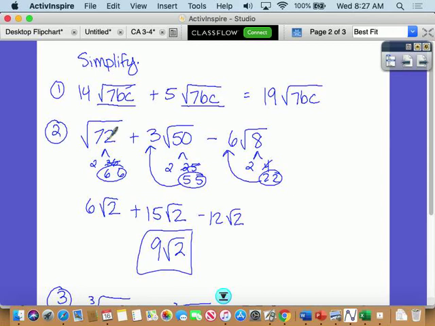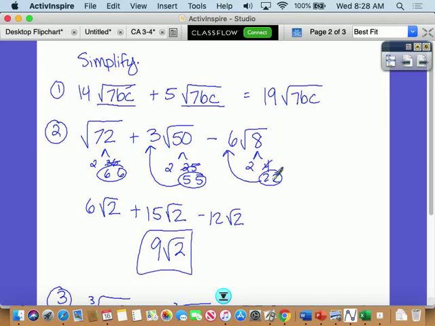On example 2, at first glance you say, well, I can't add these. They're not like radicals. However, when we look closer, we see, you know what? I can break each one of those radicals down. So I broke down 72 and got 6 square root of 2. When I break down square root of 50, a 5 comes out, but there's already a 3 in front. So I multiply the 5 by the 3 to get 15. And then this little lone 2 is left by itself.